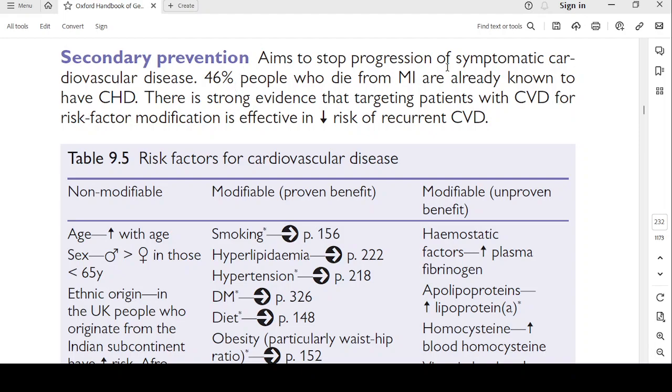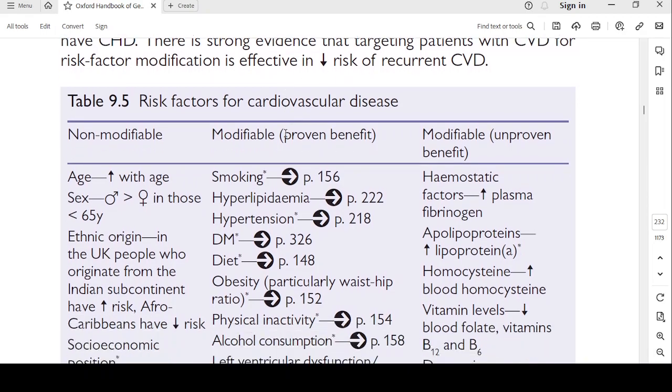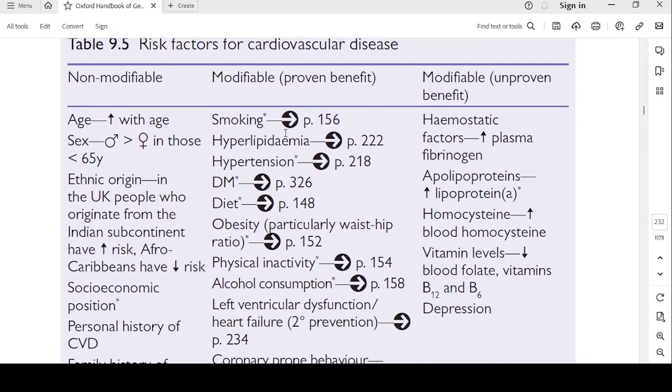Secondary prevention aims to stop progression of symptomatic cardiovascular disease. 46% of people who die from MI are already known to have coronary heart disease. There is strong evidence that targeting patients with CVD for risk factor modification is effective in decreasing risk of recurrent CVD. So that is why you have to go for secondary prevention.